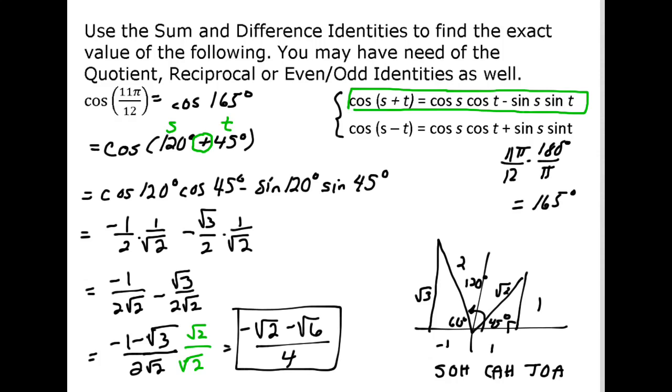So the trick is to just figure out two angles whose length of sides you know that either add or subtract to the angle that you're looking at. And then you can use the correct formula to figure out the value.